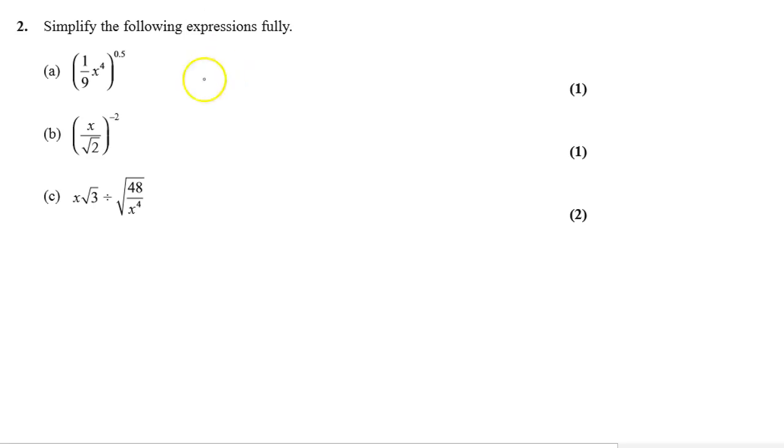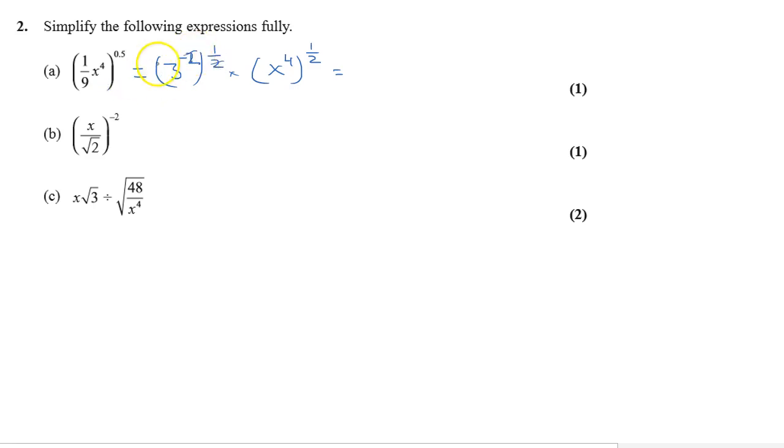Question number 2. 1 over 9, x to the power 4, is, the power is 0.5. So we can convert 0.5 into 1 over 2 and we can divide it. 1 over 9 can be written as 3 to the power minus 1 and 0.5 can be written as half. Multiply x to the power 4, this is half. It is 3 to the power minus 2.